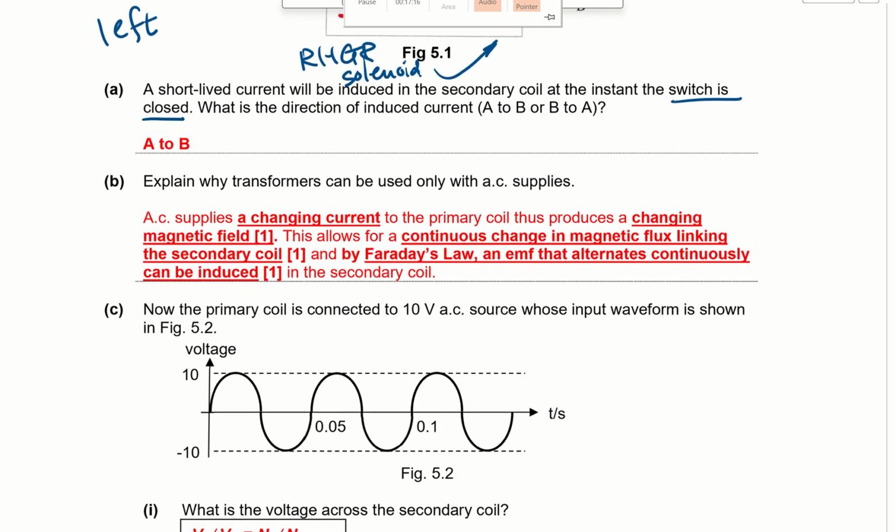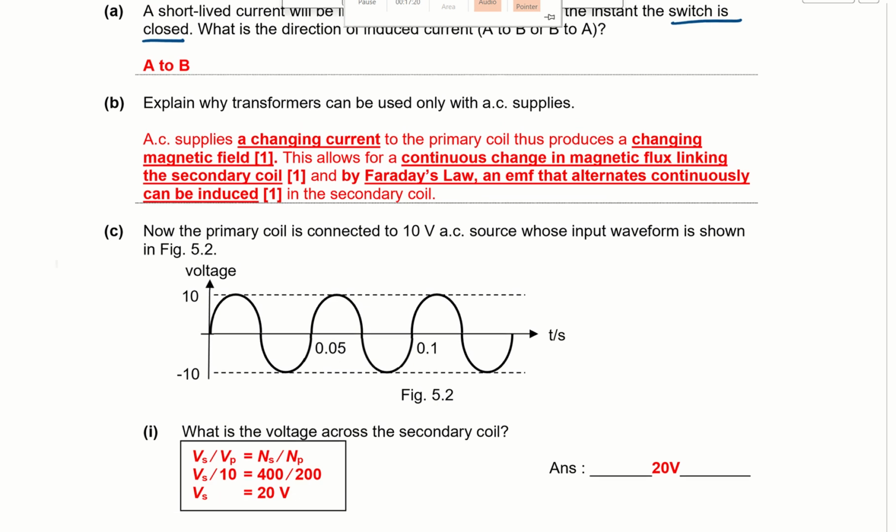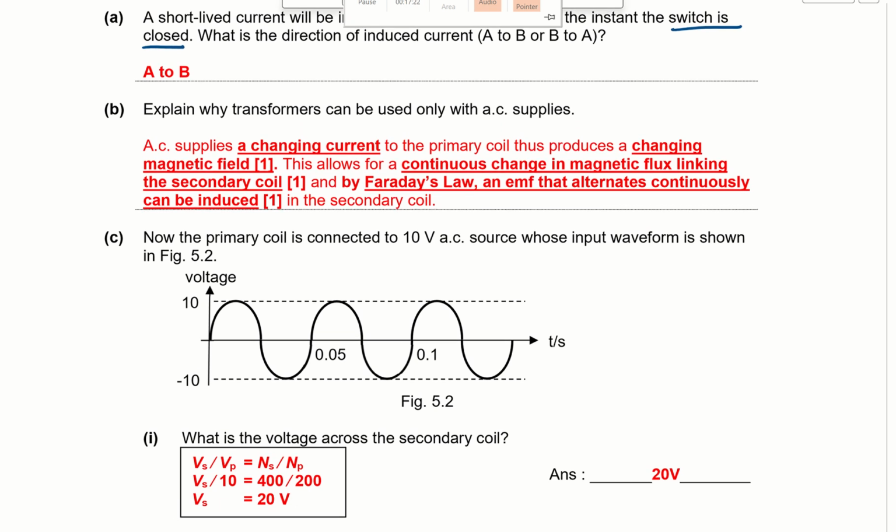So I explain why transformer can be used only with AC supply. I think previous questions we have done this. AC supplies a changing current, changing magnetic field, therefore there is a continuous change in magnetic flux linking the secondary coil, then by Faraday's law.